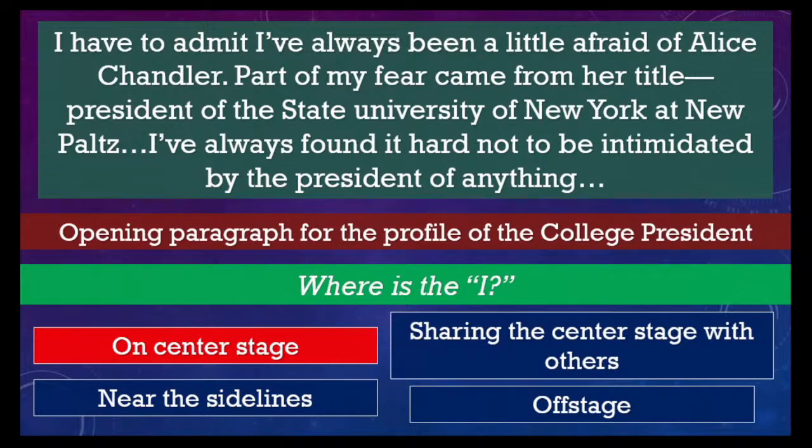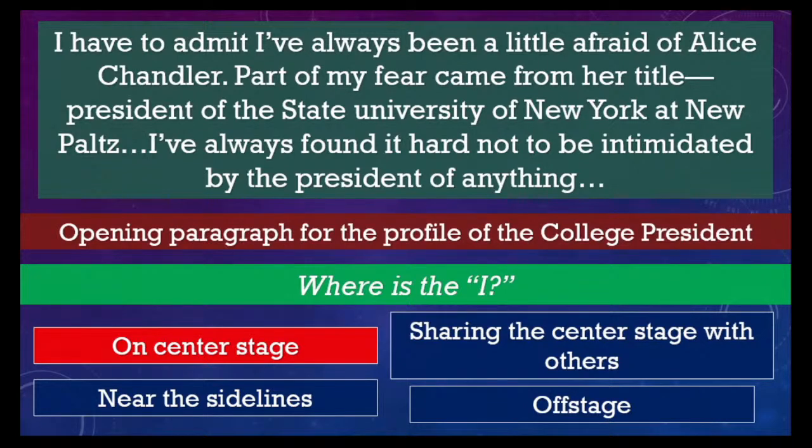Now, this positioning of the I is okay if the intention is to focus on the thoughts of the writer or the voice about Alice. This positioning becomes inappropriate if the intention is to focus the paragraph on Alice. If Alice is the focus, then the voice should have been seen more on the sidelines or maybe off stage.